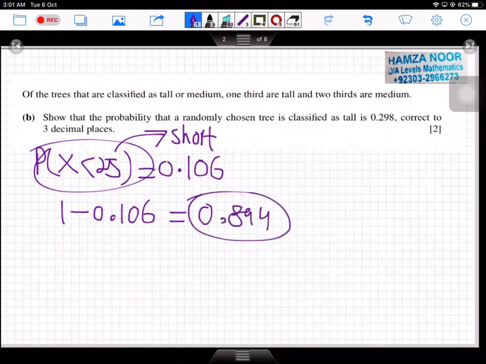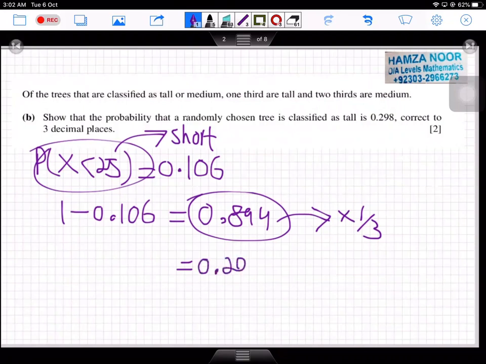This is the probability of total tall and medium trees. Since the question says that one third are tall and two thirds are medium, if you multiply 0.894 by 1 over 3, you will get the probability that a randomly chosen tree is classified as tall. So 0.894 multiplied by 1 over 3 gives you 0.298, correct to 3 decimal places.